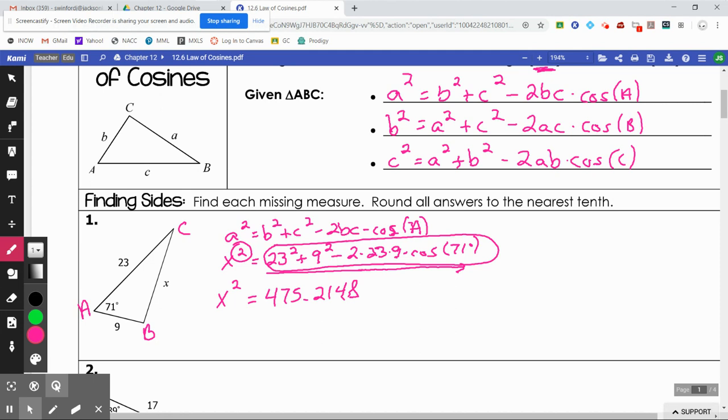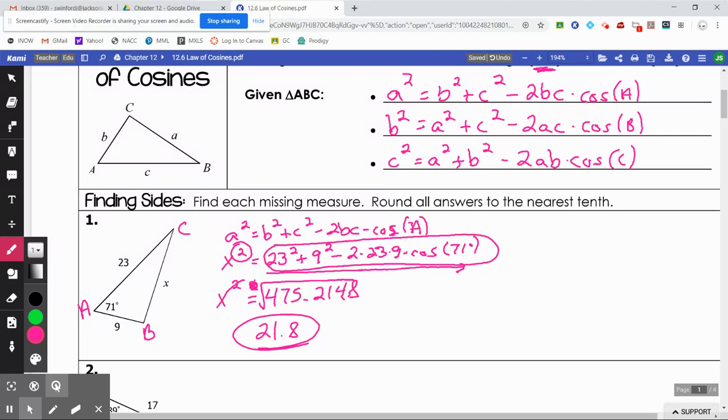So you do have the final step: in order to get x, we're going to take the square root. Now, reminder, you really need to put a plus or minus here, but since we're talking about a side length of a triangle, we know that it can't be negative. So the square root of 475.2148 is about 21 point, let me look one more time, yes, it's 21.8. And that is approximate.